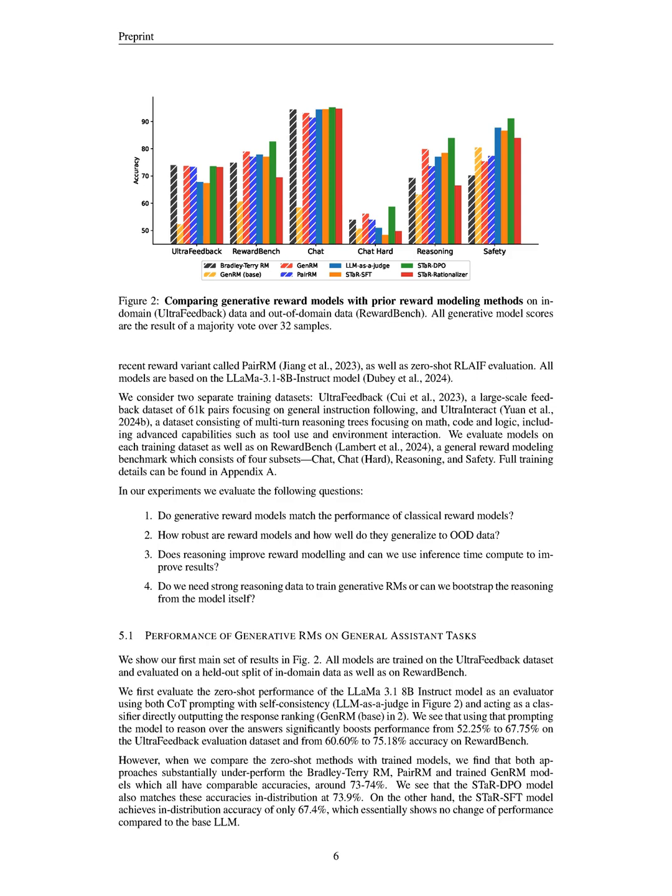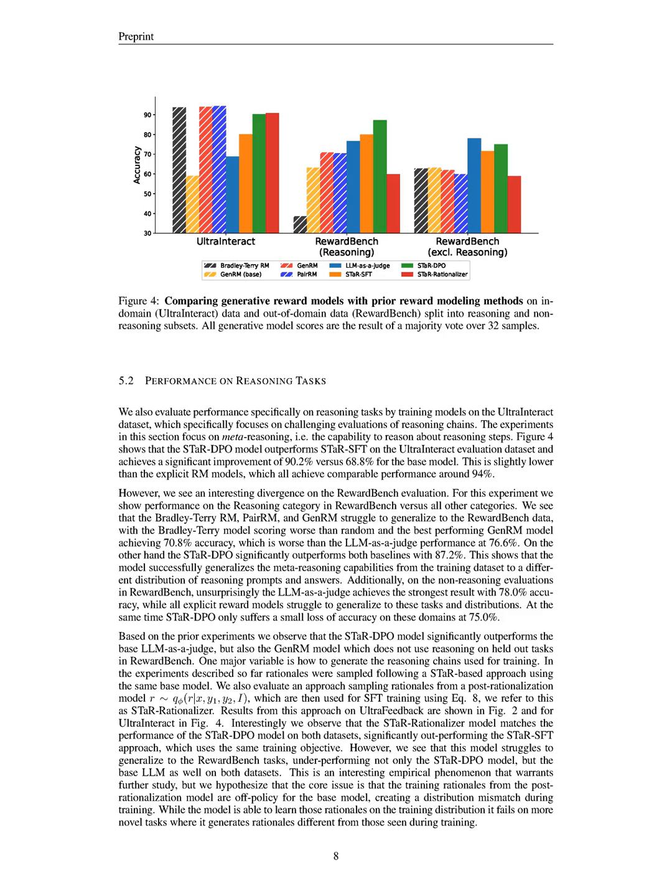The evaluation involved comparing the STAR DPO model against classical reward models like Bradley-Terry and pair RM, as well as zero-shot RLAIF evaluations across various categories in the reward bench benchmark. Additionally, the experiments assessed the model's performance on reasoning tasks specifically, highlighting the STAR DPO model's superior generalization capabilities. The results indicated that STAR DPO achieved the best performance on both in-distribution and out-of-distribution tasks, particularly excelling in the safety category of reward bench.